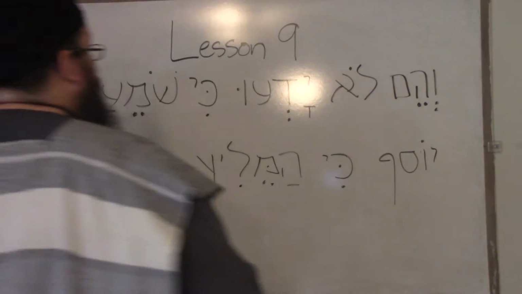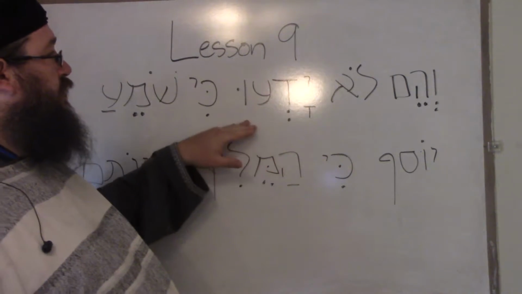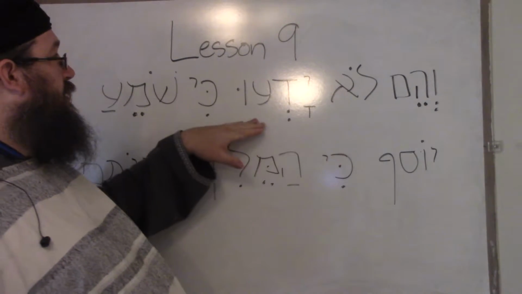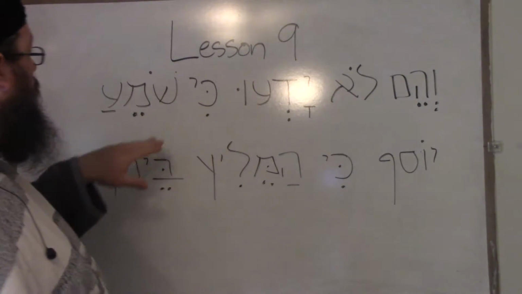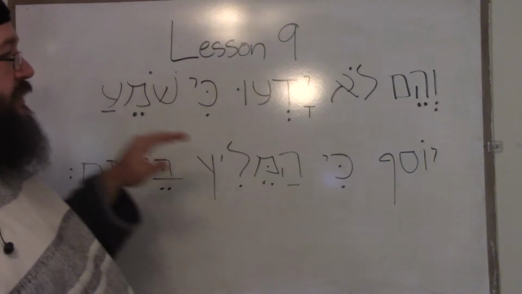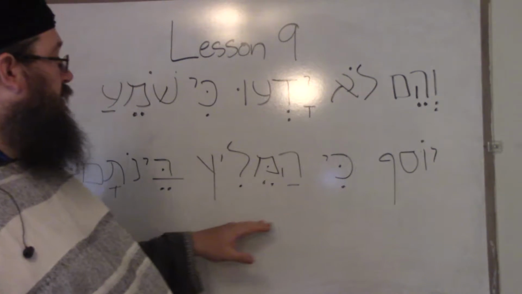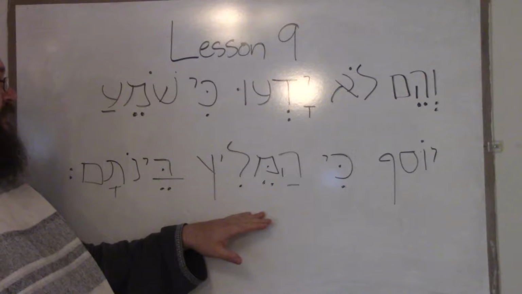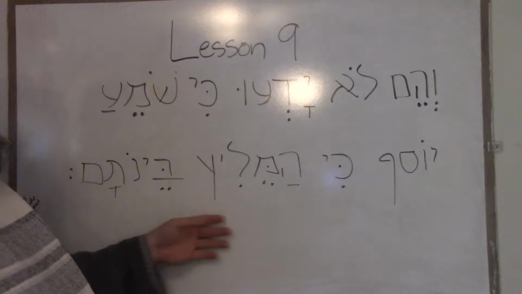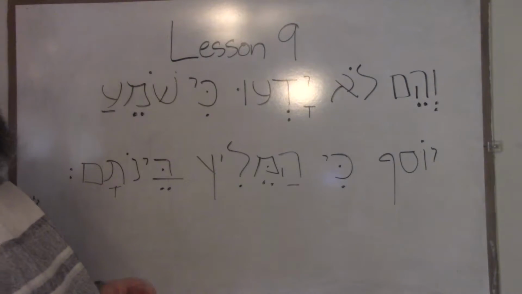Alright? So let's begin our sentence here. Vehem lo yadu. Vehem, and they. Lo, didn't. Yadu, know. Ki, for. Shomea, listening. Yosef is. Ki, for. Hamitzlit, the interpreter, benotam, is between them. Alright.